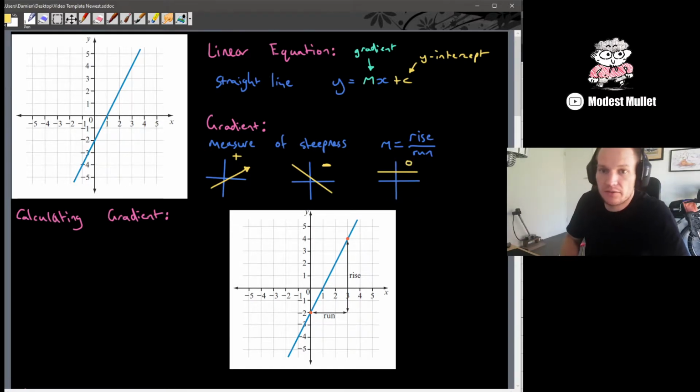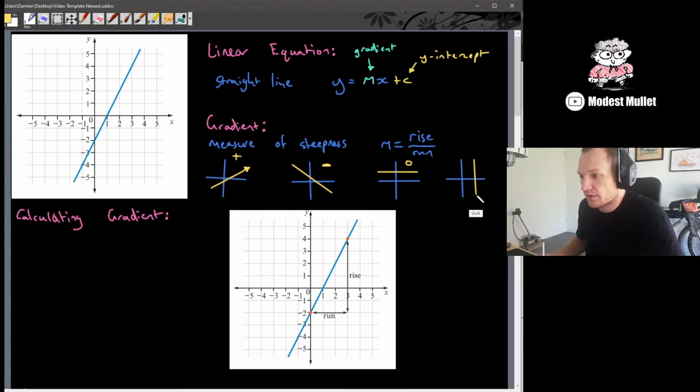We also have another special case where the line is going straight up and down, okay, a vertical line, and technically the gradient is undefined.